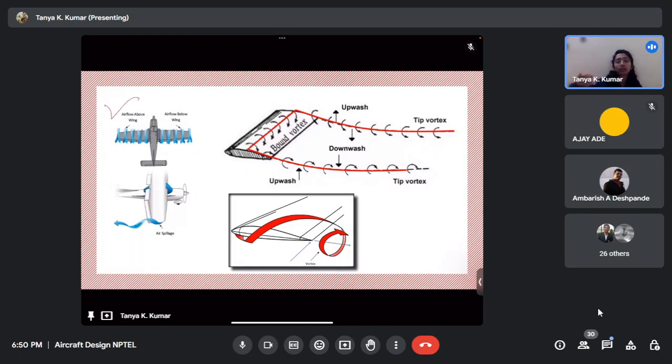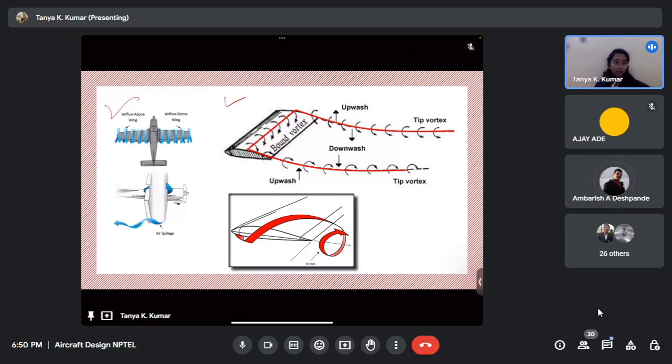So when the air flows above the wing, it tends to flow inwards towards the body. And when the air flows below the wing, it tends to flow away. Now what happens is that these two airflows meet at the wing tip, and when these two types of flows meet at the wing tip, it produces vortices. Now look at this figure.